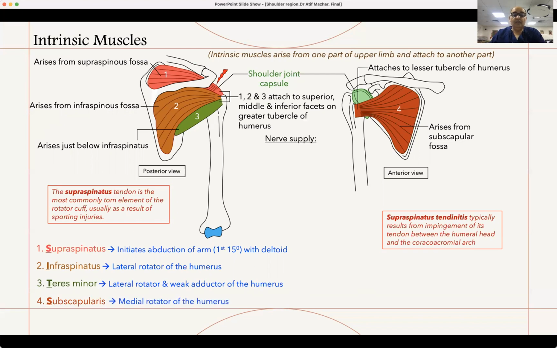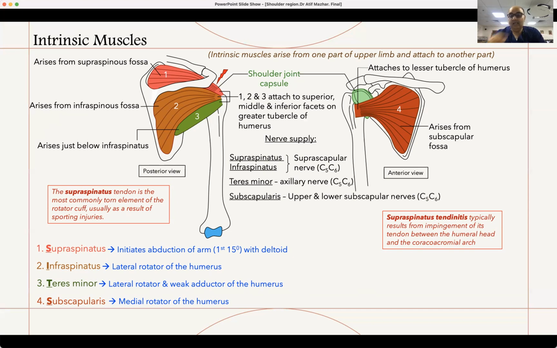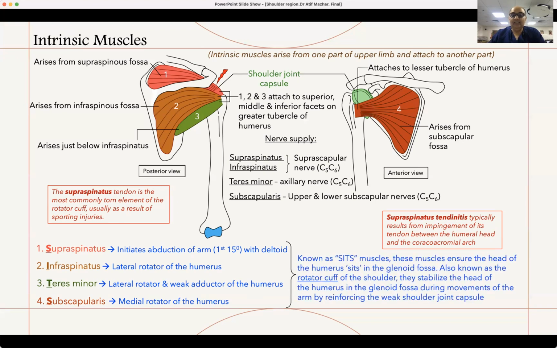So the nerves that control these muscles: supraspinatus and infraspinatus have a common nerve, the suprascapular nerve. Teres minor is supplied by the axillary nerve. And subscapularis by the upper and lower subscapular nerves. They are responsible for these muscles. And together, they make this rotator cuff group of muscles.